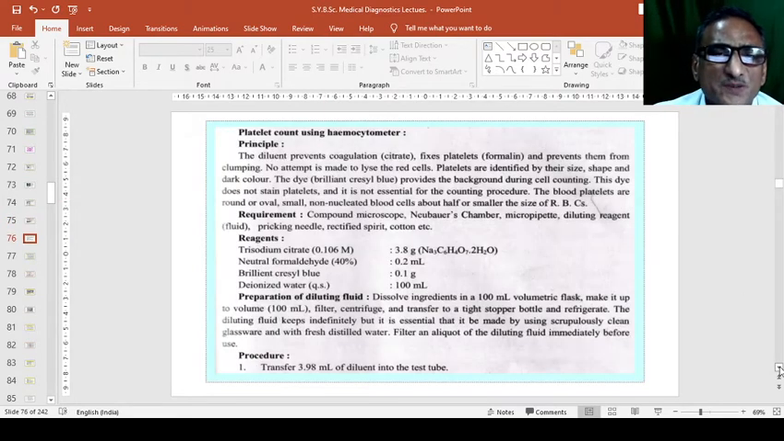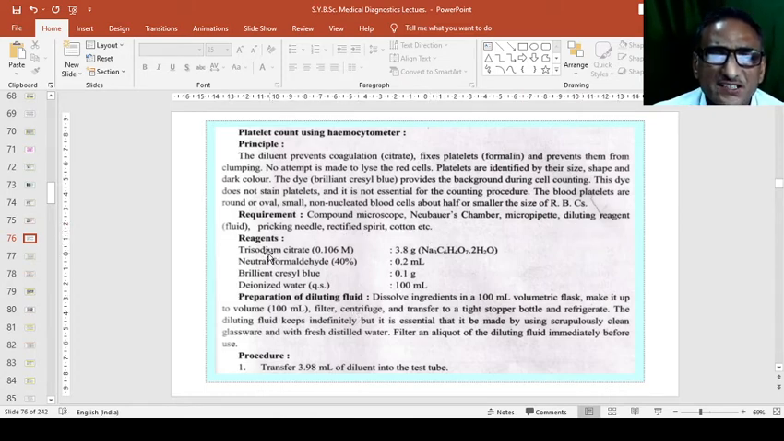So the platelet count principle is that the diluent prevents coagulation, generally citrate is used, then fixes the platelets and prevents them from clumping or clotting. No attempt is made to lyse the red cells, and platelets are identified by their size, shape, and dark color. So in this way we can count RBC. Actually RBC are very small and rounded, WBC are irregular and large, so you can identify them from immediate observation. Then these are the requirements: microscope, Neubauer chamber, micropipette, reagent, pricking needle, spirit, cotton, etc.